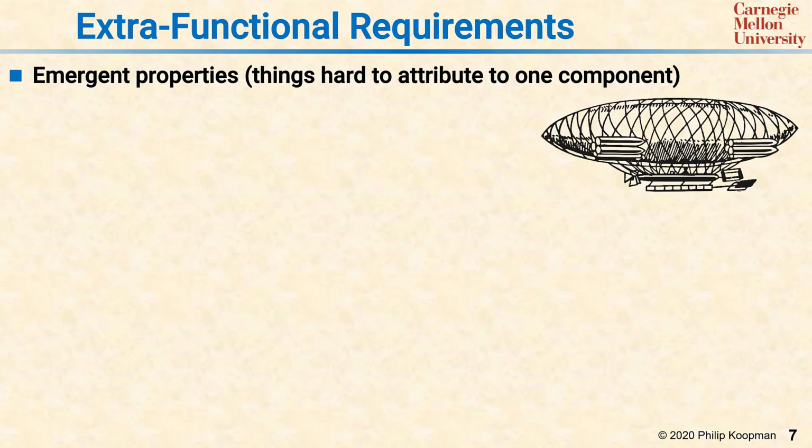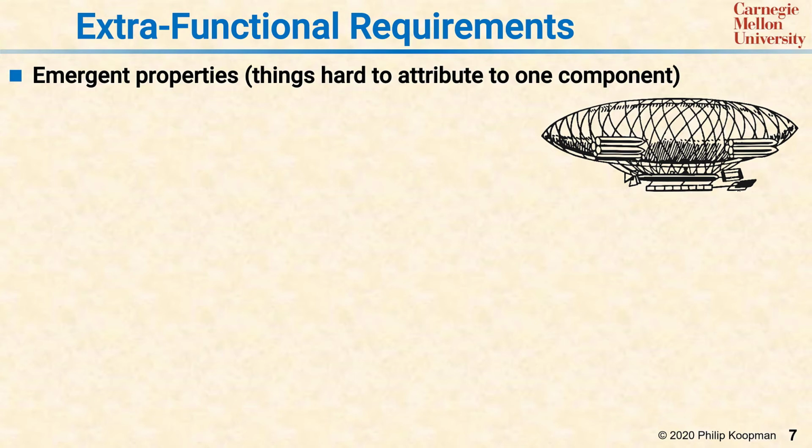Not all requirements deal with what the product is supposed to do. Extra functional requirements, sometimes called non-functional requirements, deal with things that are other than lines of code that cause something to happen. One set of extra functional requirements is emergent properties, things that are hard to allocate to a single component. In a classical airplane, there's no one component that makes the airplane fly. It's an emergent property of all the different pieces working together. Some airships actually have a make-us-fly bag of helium, but that's the exception, not the rule.